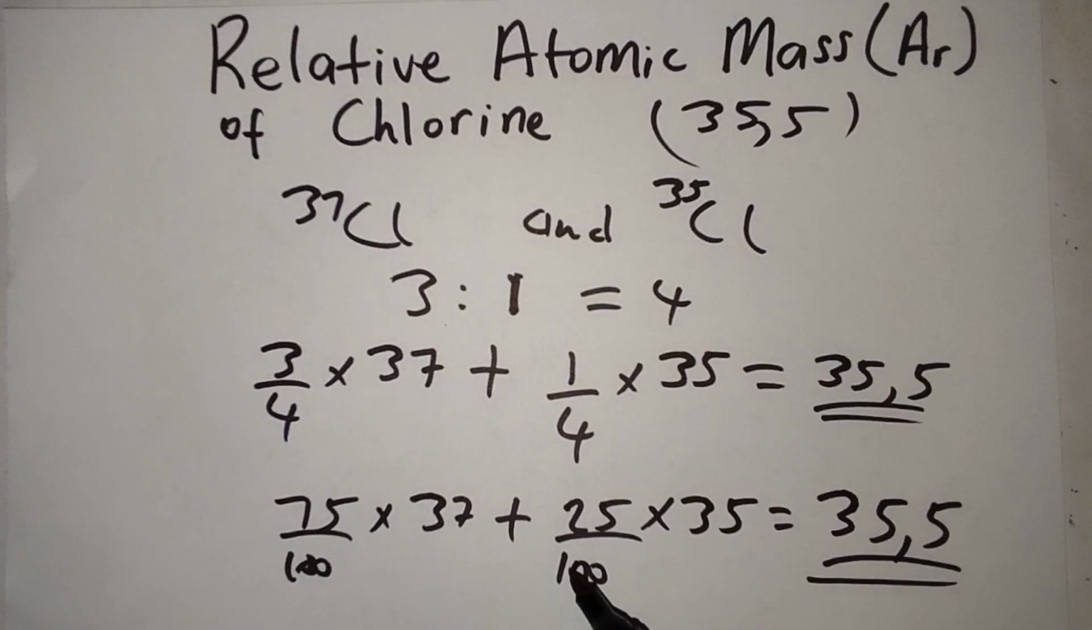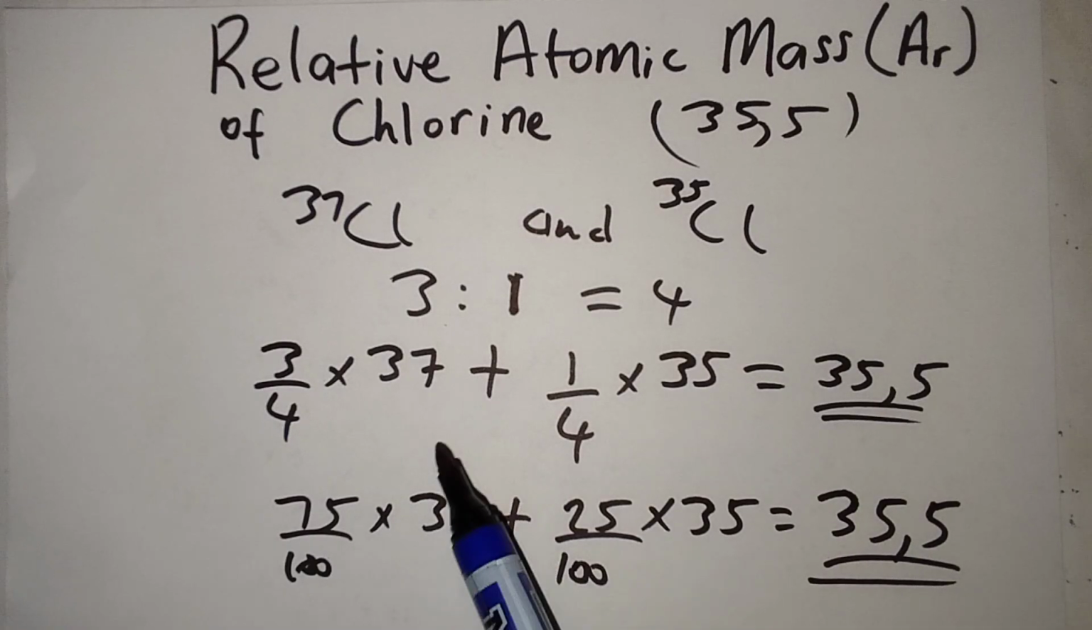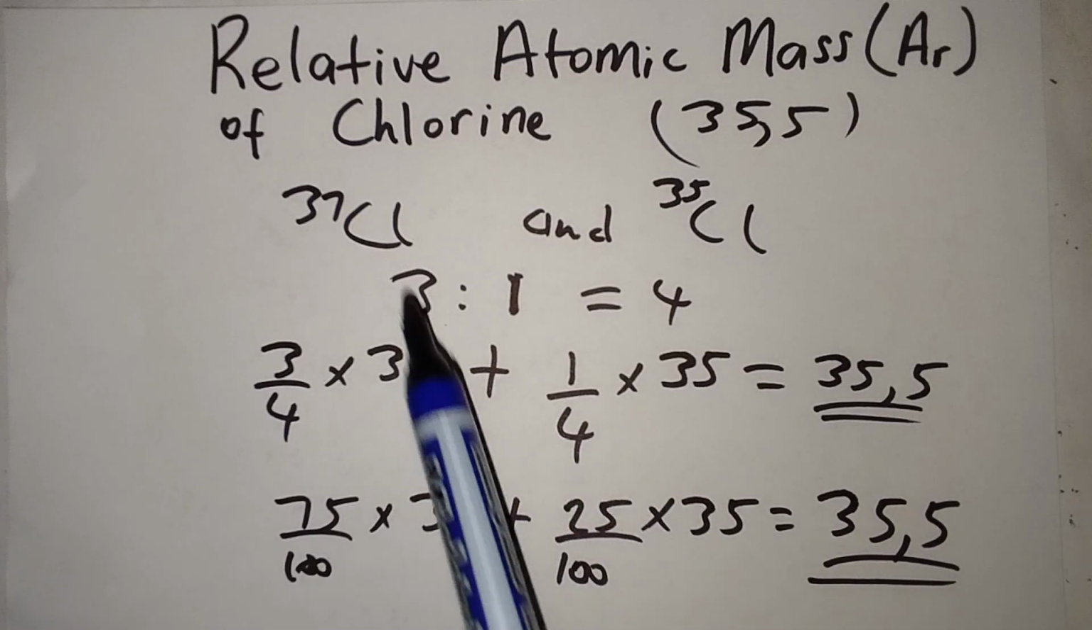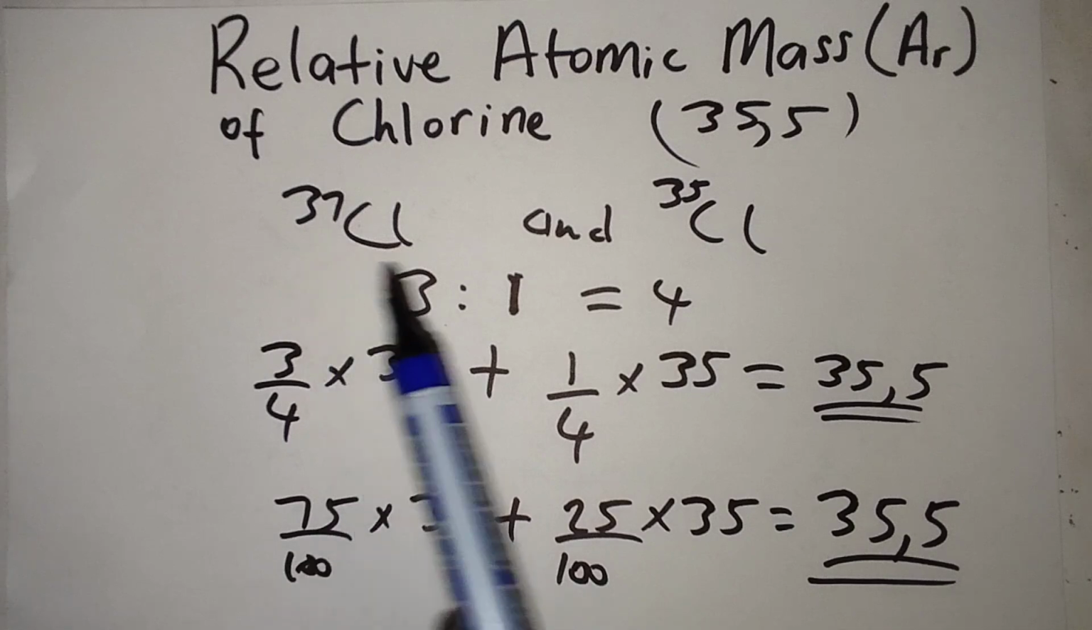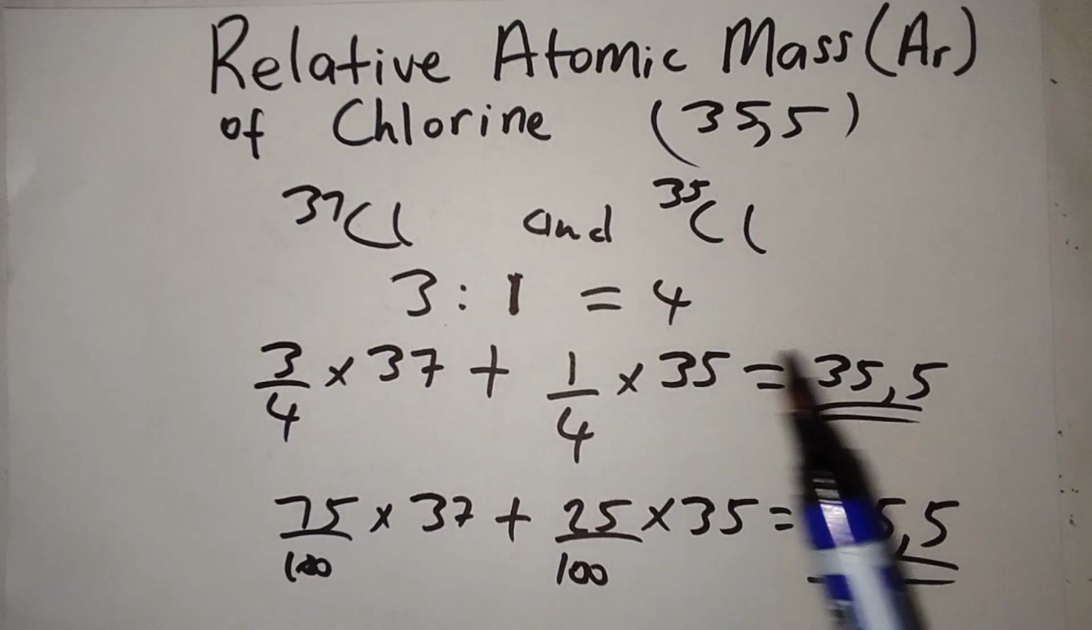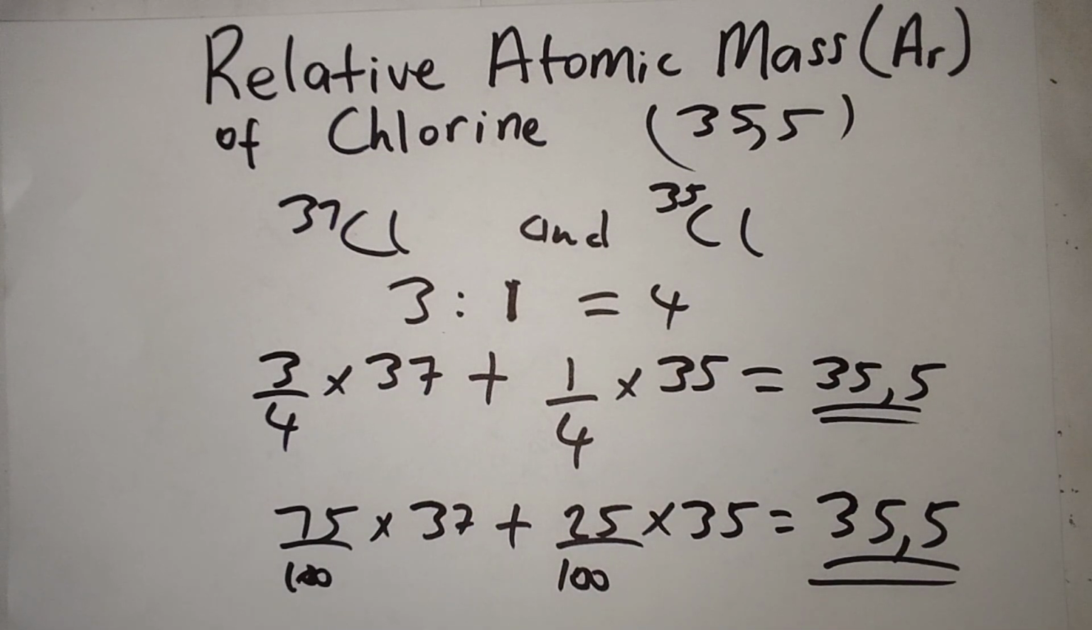So the relative atomic mass of chlorine in the periodic table is 35.5 because they use the relative abundances of the two chlorine isotopes, which have a mass of 37 and a mass of 35. I hope you know what isotopes are.